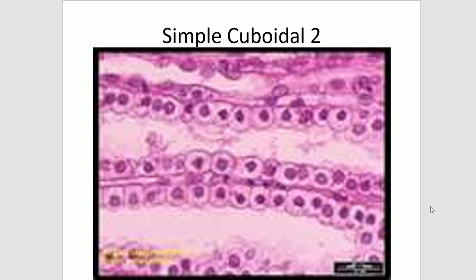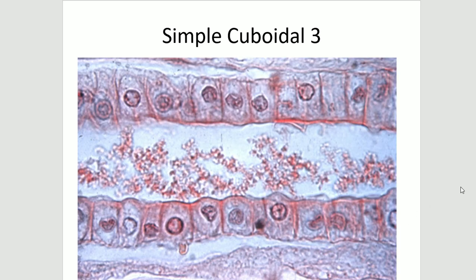Another example: single layer, hollow middle, single layer, hollow middle, single layer. Basement membrane there, apical surface there. Basement membrane, apical surface. Another image of simple cuboidal. You'll have access to this as well.